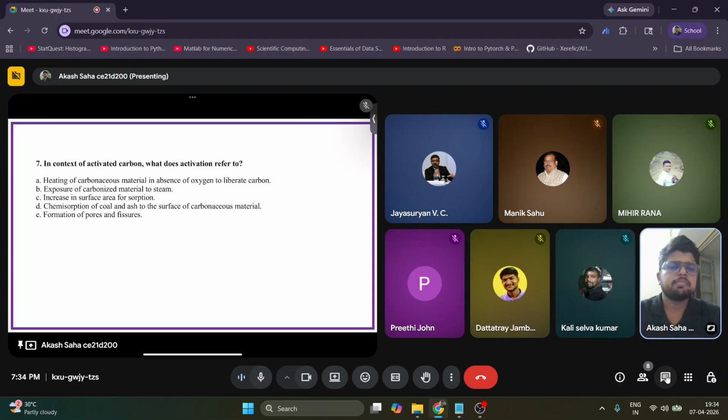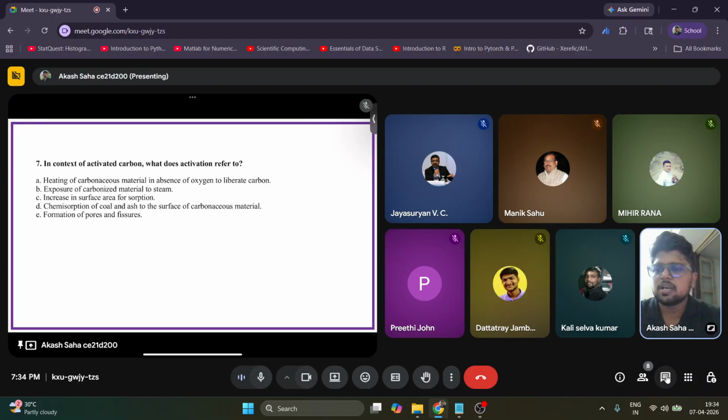So activation means we activate a carbon or anything to make the performance much better, right? We would like to make it a better performing material. So that's why we tend to activate any material, right? So in that case, anything which can increase the surface area or provide more sites for adsorption, make it more chemically active, will come under activation.